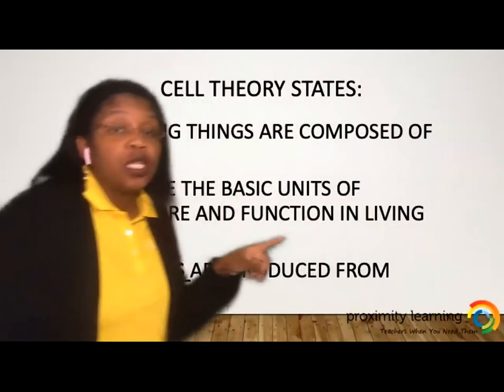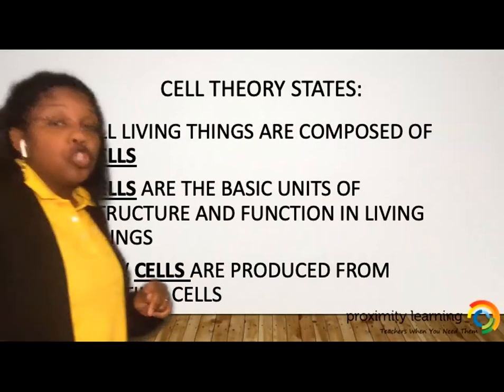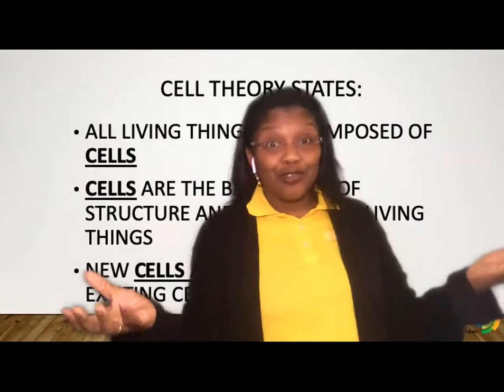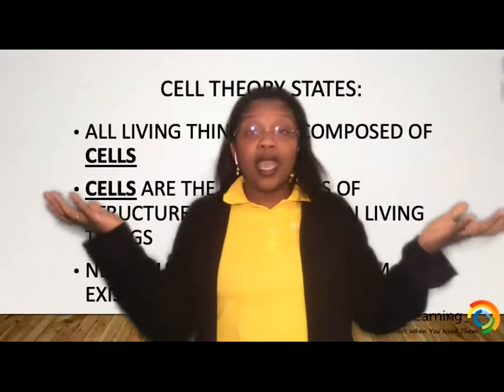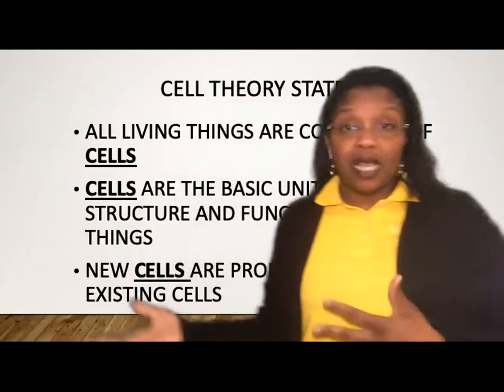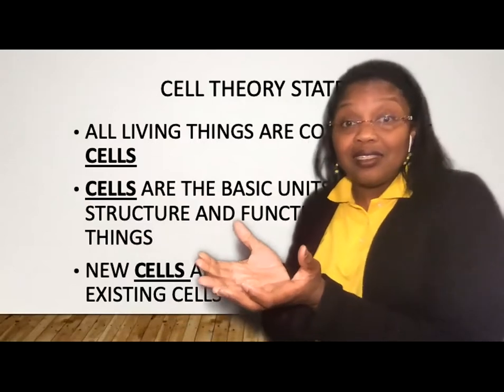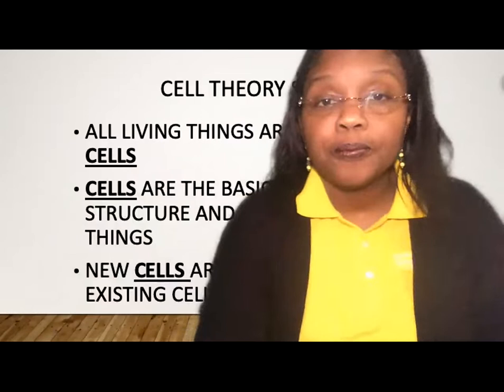And then this last one here, cells are produced from existing cells. So in other words, if you want to have a baby, you got to have cells first, right? So cells come from cells. Cells don't just pop out of the air. Cells come from cells. Life comes from life. You got to have a cell that is in existence in order to create a new cell.